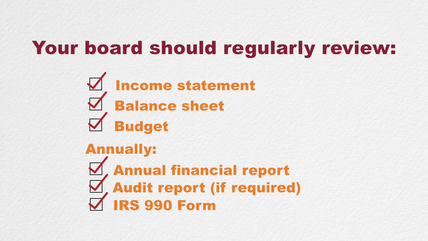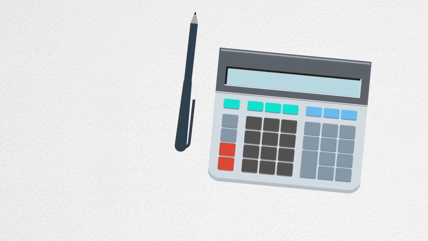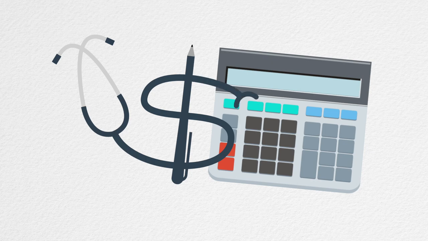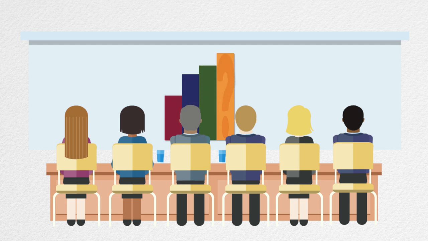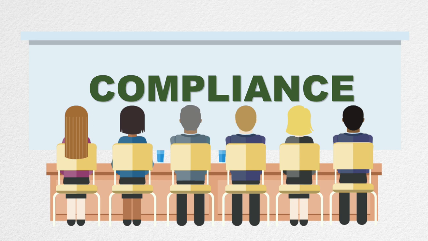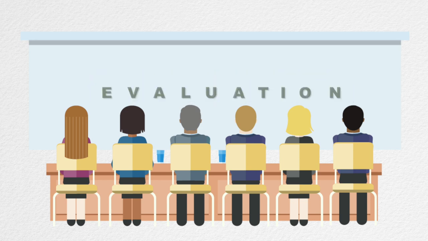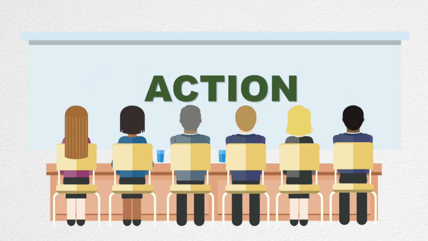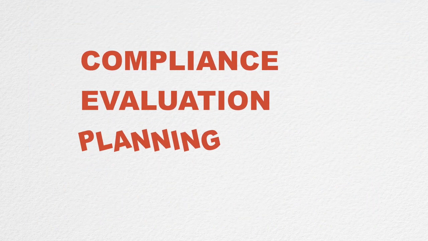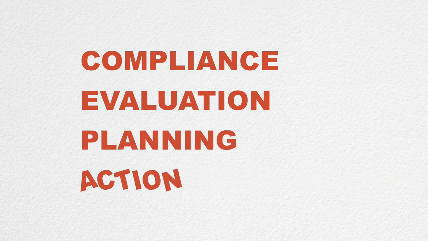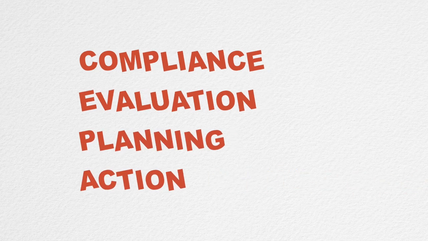These reports are standard, but they don't always provide a clear picture of financial health or the capacity of the organization. Many times, the board of directors doesn't get the right information for the role they need to fulfill. That role could be compliance, but it can also be evaluation, planning, or to take action. These four roles determine use and are the most common reasons boards need financial information. Getting the right information to the board requires planning.